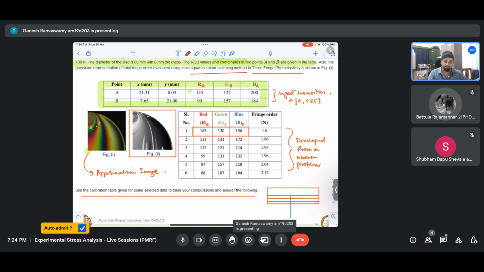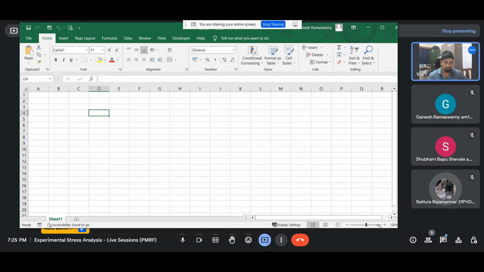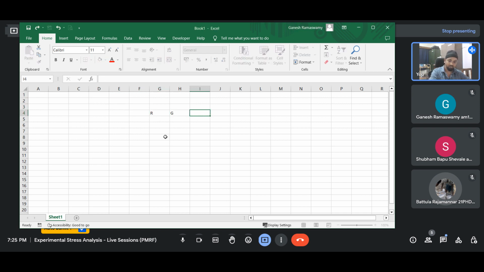I'll present my screen also. Okay, so I hope my screen is visible to you people. That is, the Excel file is visible. So let me write R, G, B, and N from the calibration image. So let us just fill this up quickly. It is 165, 132, 122, 99, 87, 88.